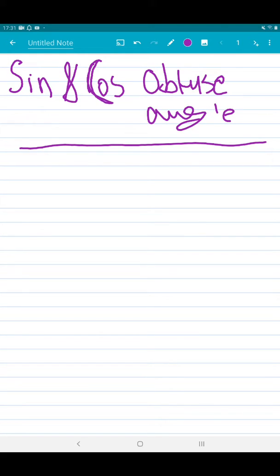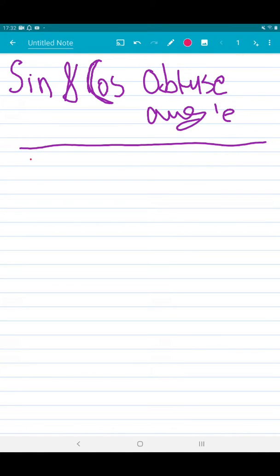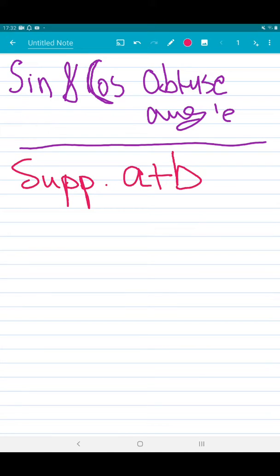Okay, let's start. When two angles are supplementary, what's the meaning of supplementary angles? Supplementary angles means A, the first angle, plus B, the second angle, equals what? 180. Okay?